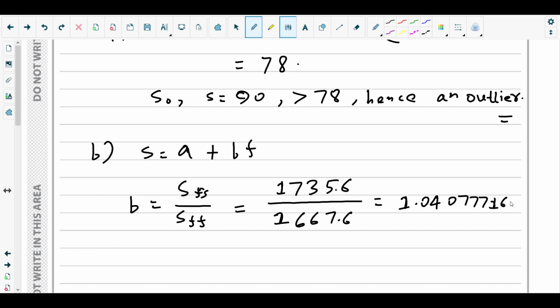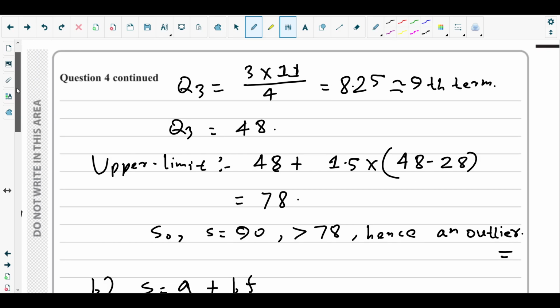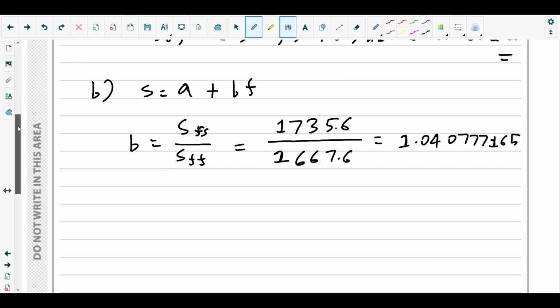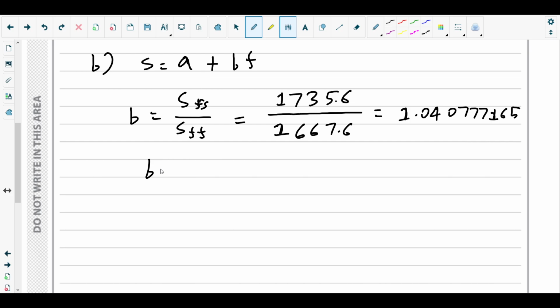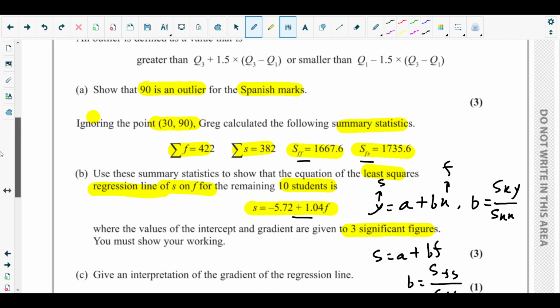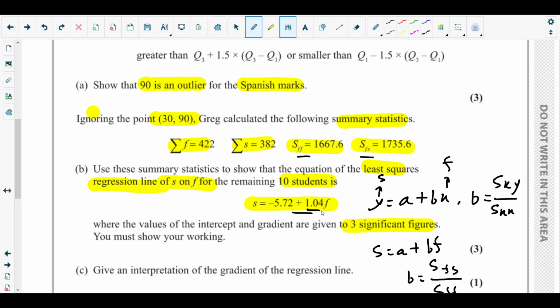I took the exact value, 1.0407 something, but the final answer we have to round to 3 significant figures as per the question. So we will write b as 1.04 to 3 significant figures. So b is 1.04. Yes, that's what they have got, 1.04.